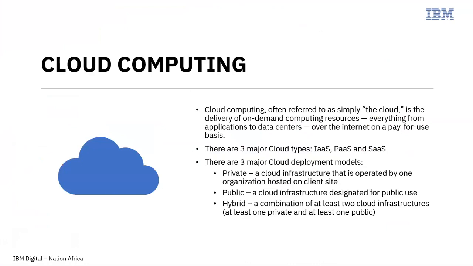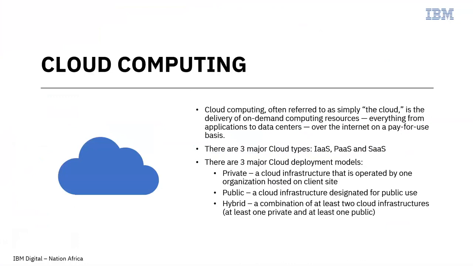Cloud computing, often referred to as simply the cloud, is the delivery of on-demand computing resources, everything from applications to data centers, over the internet on a pay-for-use basis. There are three major cloud types: infrastructure as a service, platform as a service, and software as a service. They will be elaborated on in the next slide.